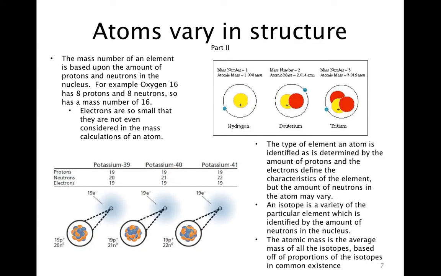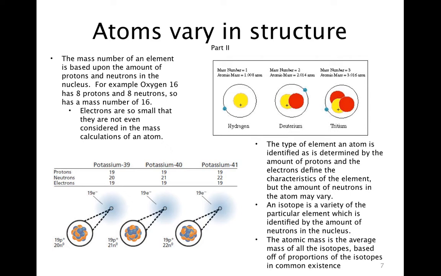Okay, so if I gave you a question on the test and said, you have an element of oxygen, there's 8 protons, 8 neutrons, and 8 electrons, what is atomic mass? You'd add up the amount of protons and neutrons, okay, and that would give you the mass of the element.